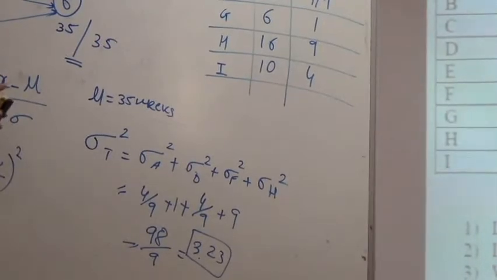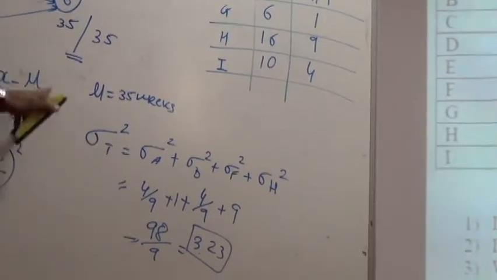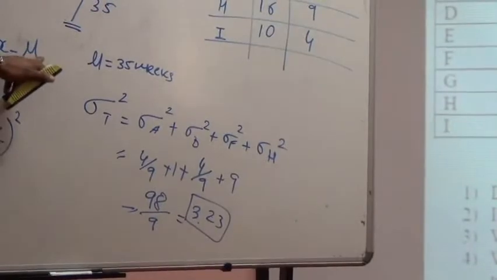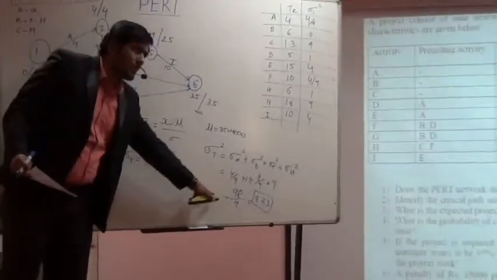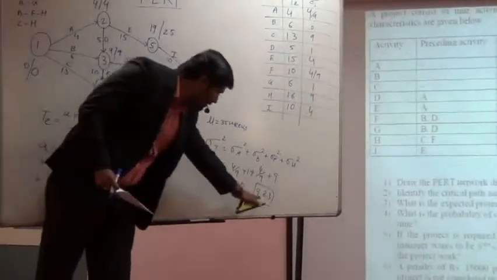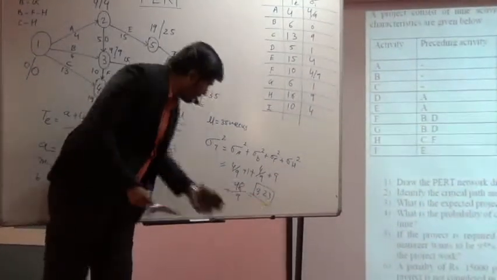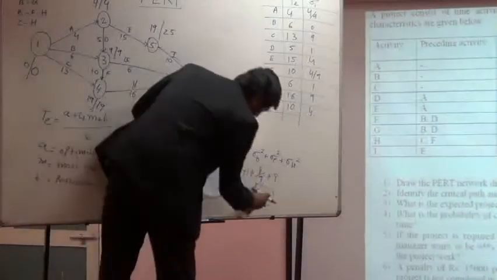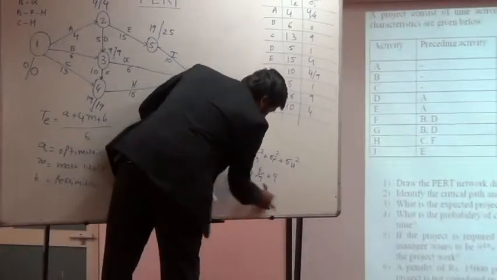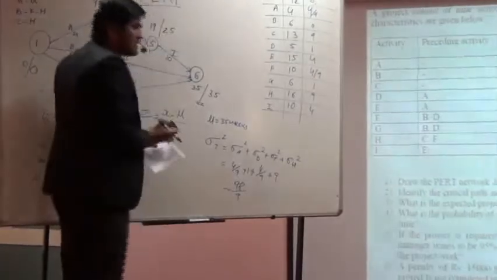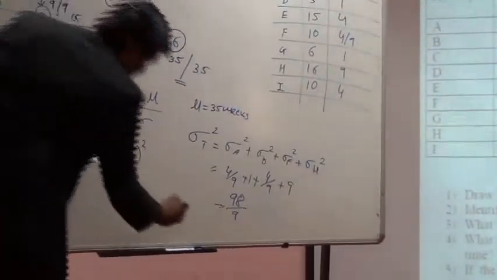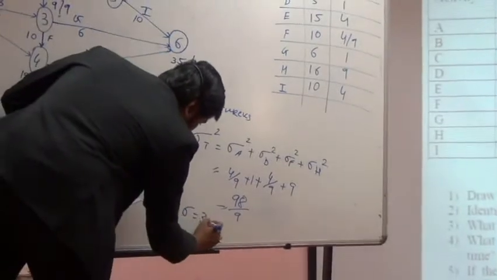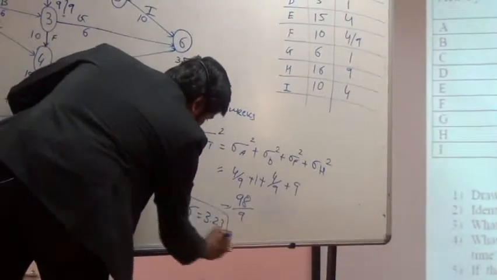So up to this point, we have calculated these three parameters: mu, that is the average, expected time duration for the project, and sigma square, which we have derived directly. To find sigma, we need to find the square root of the variance. The answer of that square root will be 3.23.